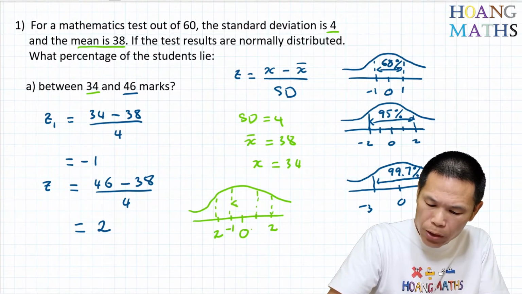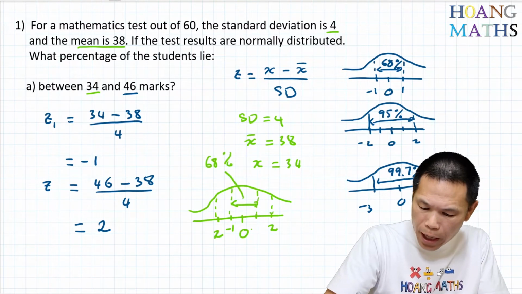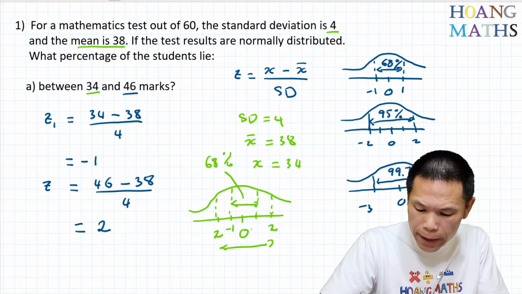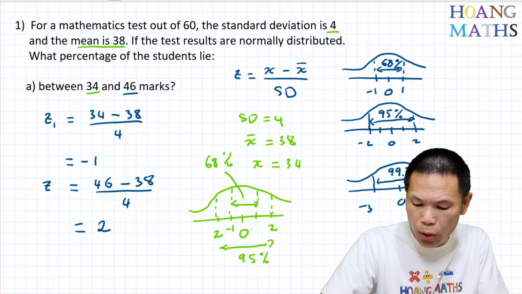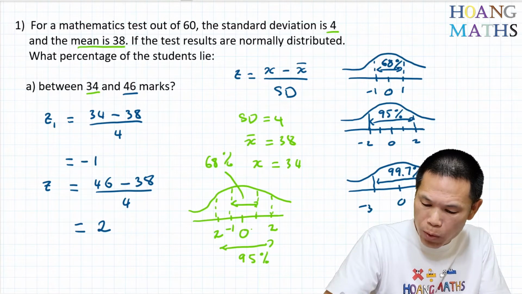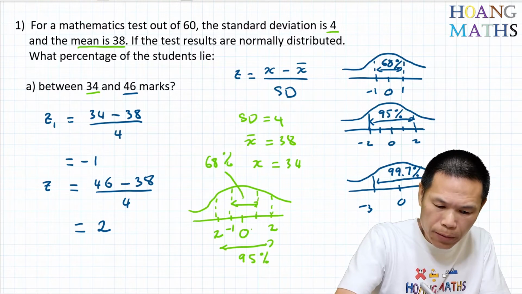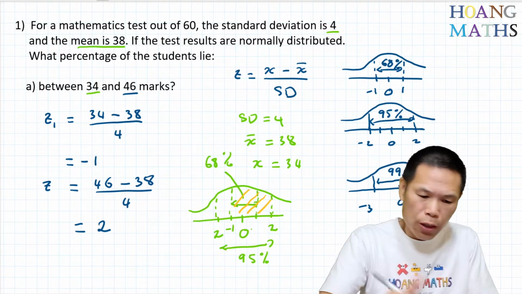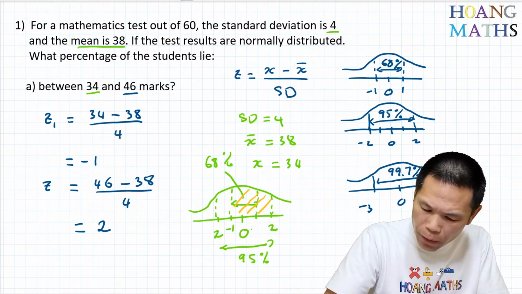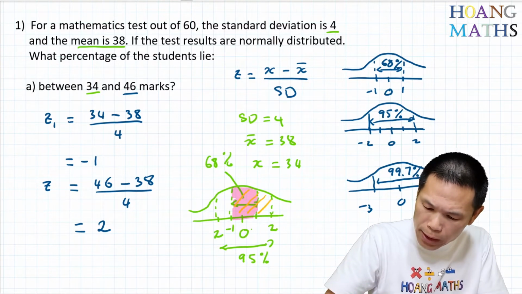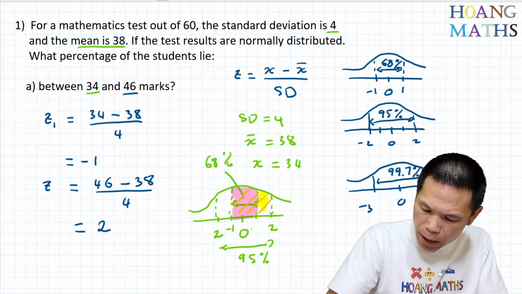So we know that from here to here is 68%. And from here to here, from -2 to 2, if you like, is 95% of the scores. Okay, so now what we want is between -1 and 2. So we want this area here. So to work it out, I know that from here to here is already 68%. So I just need to work out this area here.